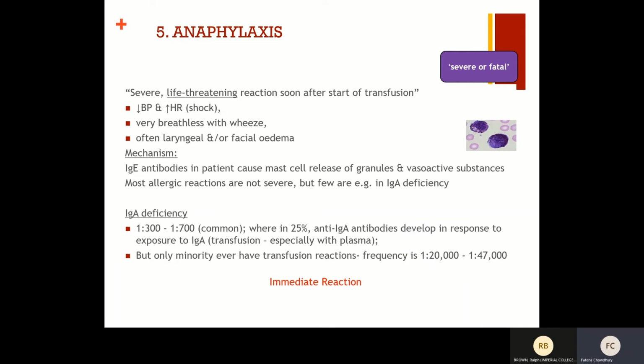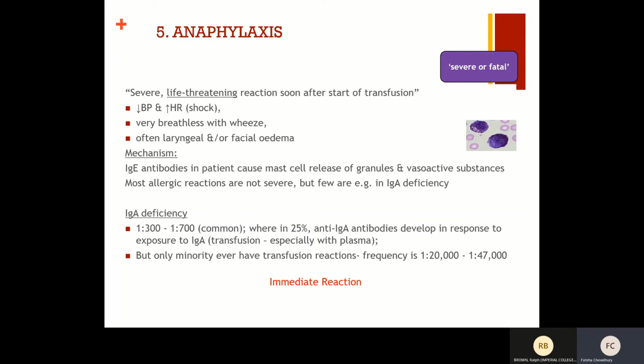In IgA deficient patients, we do worry sometimes, particularly when you get reports of severe anaphylaxis, about IgA deficiency, and actually the vast majority of patients who are IgA deficient don't ever have transfusion reactions. But if we do identify someone is IgA deficient, we can get IgA deficient products, but this needs to be planned and can take a few days.